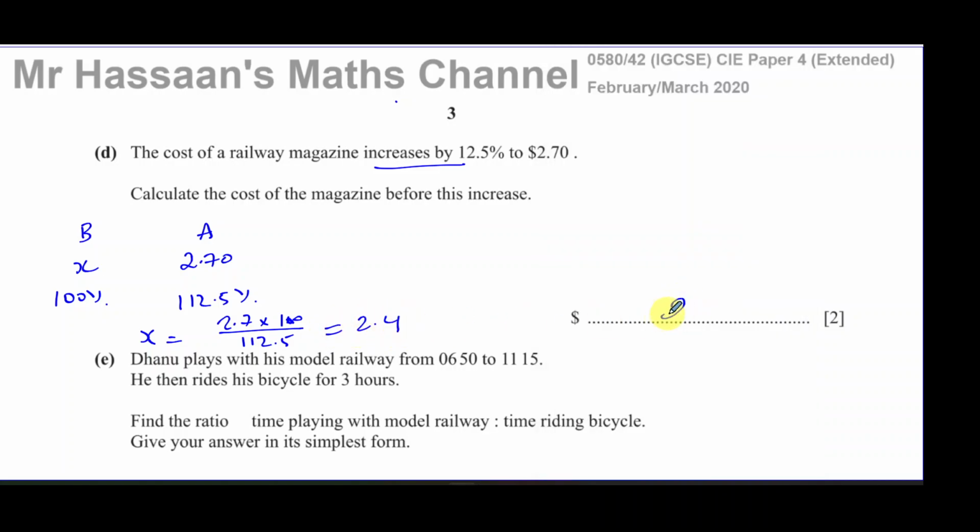2.4. So remember, we write this as 2.40 because it's currency. We write it to 2 decimal places, even if the answer comes out as 1 decimal place. Okay, you add a 0 to it because it's not an integer answer. If the answer came out as $2, we would leave it as 2. But it's 2.4, we write 2.40.